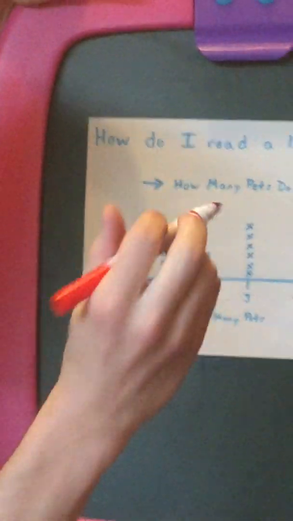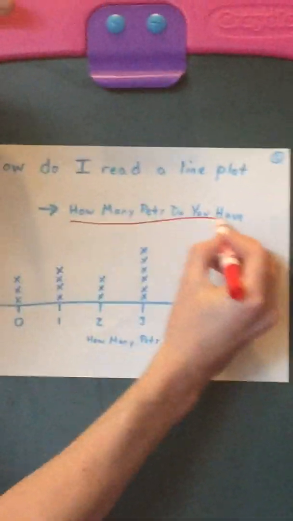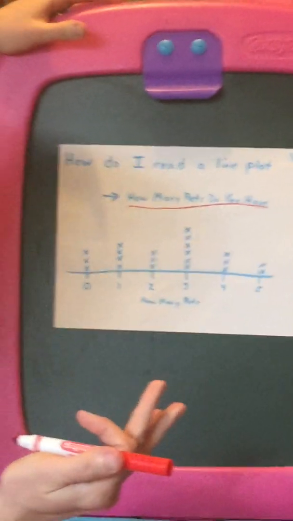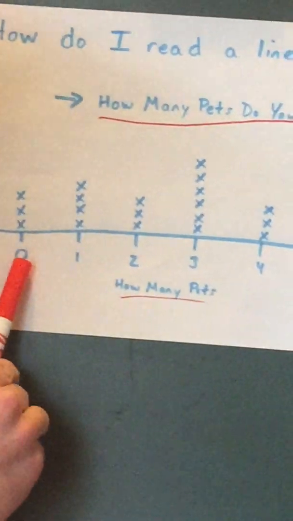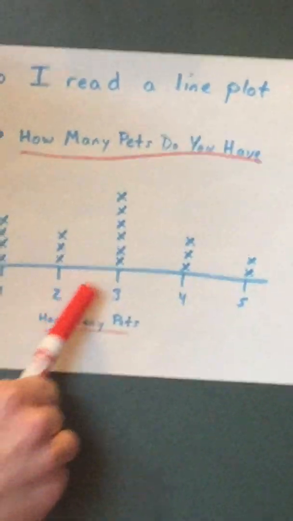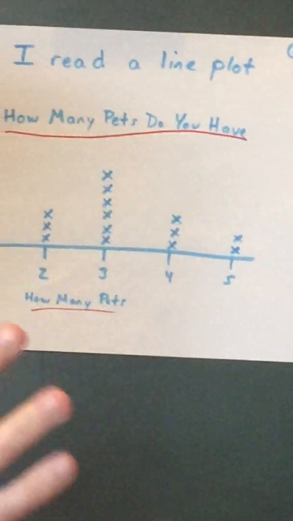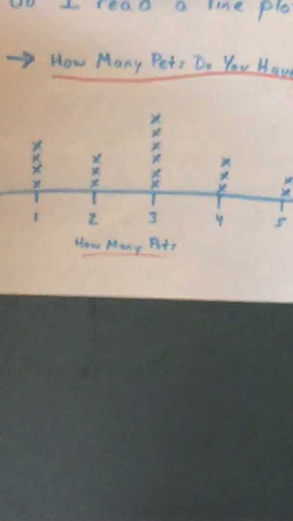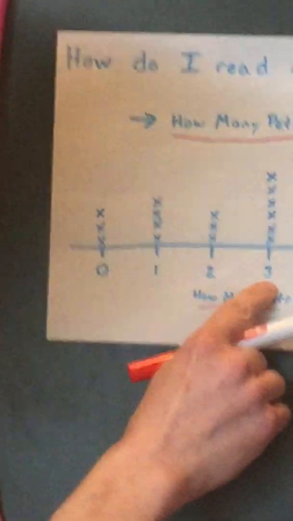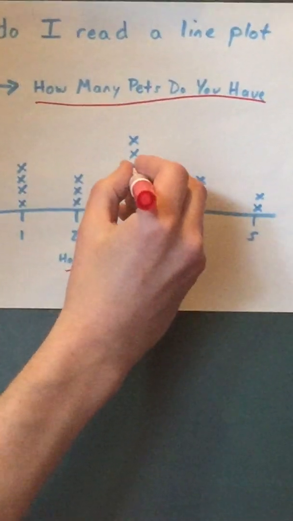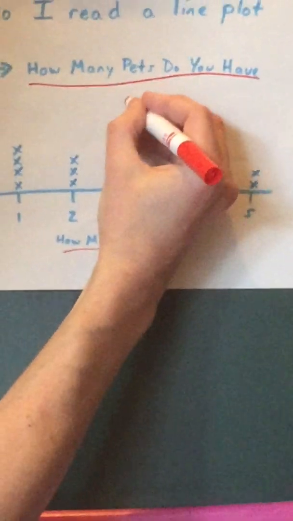Okay, so how do I read a line plot? All right, let's say the question was, how many pets do you have? That's our title, okay? How many pets is still our title. Now, when they're asking that survey question, they might have said they had 0 pets, or 1 pet, or 2 pets, 3 pets, 4 pets, 5 pets. Now, clearly, the one with the most votes was 3 pets. But this doesn't mean 3 people said that. It means that 1, 2, 3, 4, 5, 6 people said that they have 3 pets.